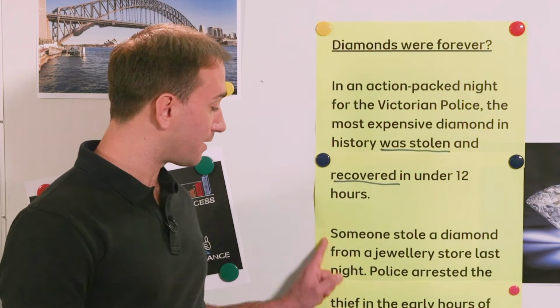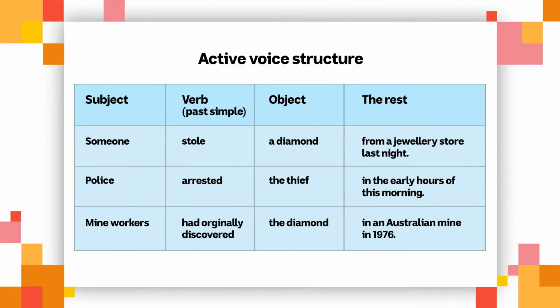Now we are going to look at the other sentences from that same news story. There are 3 sentences I've picked out. In all these sentences, you can see that we have a subject, verb, an object, and the rest of the sentence, which doesn't usually change. Someone stole a diamond from a jewelry store last night. Police arrested the thief in the early hours of the morning. Mine workers had originally discovered the diamond in an Australian mine in 1976.